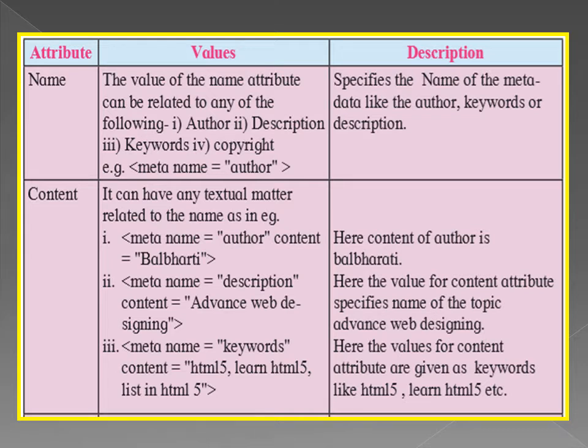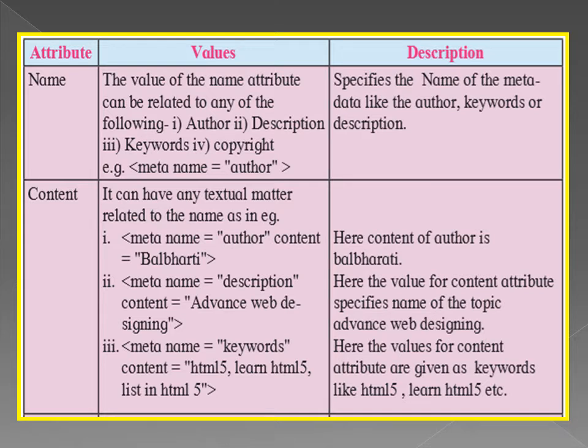All these four values of the name attribute provide you the information of your web page. Author means it provides the author name. Description means it describes your web page clearly, and it should be 160 characters. Keywords means you use 6 to 10 keywords, and with the help of these keywords you can find your web page easily. See the description, it specifies the name of the metadata like author, keywords or description.